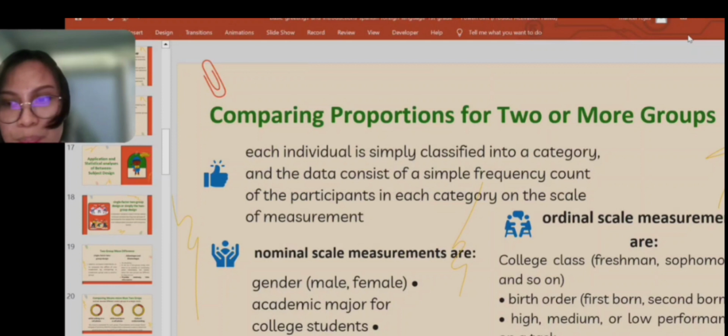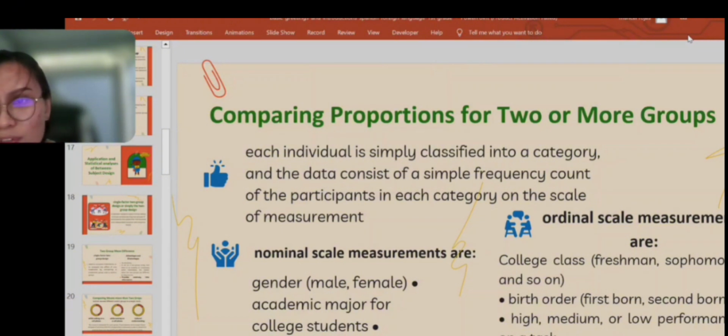So compare proportions for two or more groups. So each individual is simply classified into a category. The data consists of a simple frequency count of participants in each category on the scale of measurement. So, yung nominal measurement natin, gender, sa gender, male and female, academic major for college students, then occupation. Sa ordinal scale naman, college class, so freshman, sophomore, and so on. Sa birth order, firstborn, secondborn, high, medium, or low performance task.